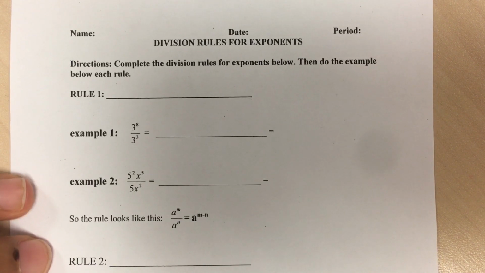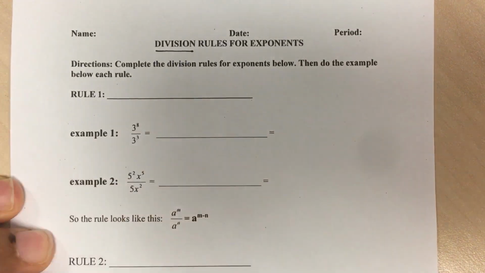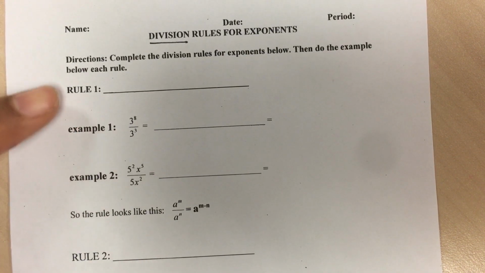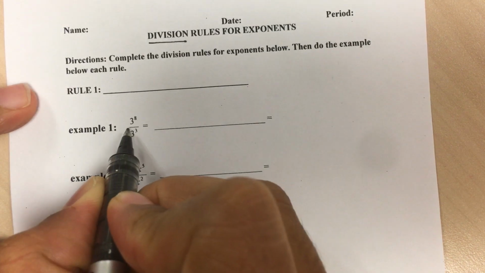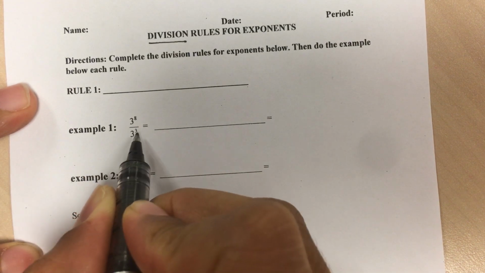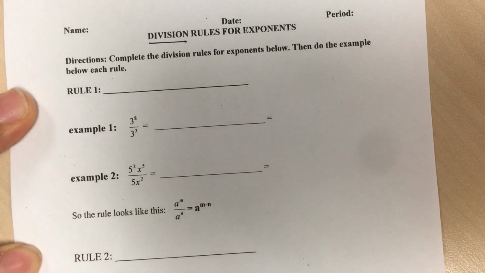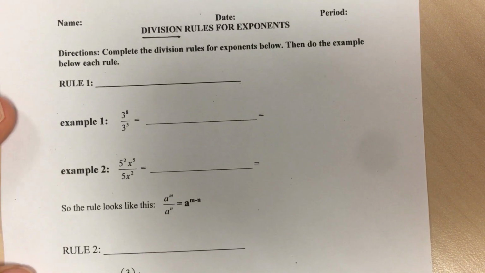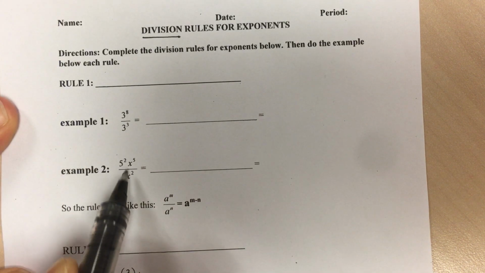All right, remember for multiplication, our first rule was the addition rule, okay? So remember that multiplication and division are opposites, so we're expecting our rules to be a little bit opposite. Okay, rule 1, for example, we've got 3 to the 8th power divided by 3 to the 3rd power. Now you can type this into your calculator and get a ridiculously long answer, but that's not what we want to do. We want to practice using our exponent rules because we're going to replace numbers with variables soon.